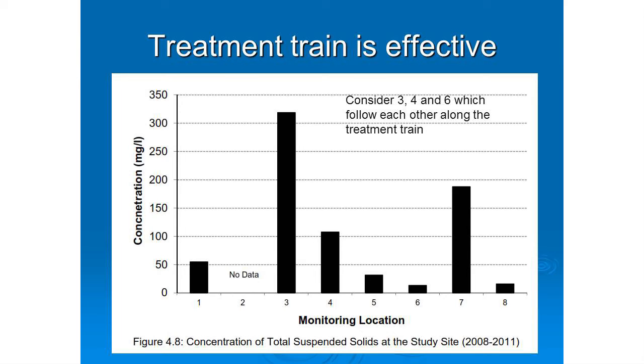So these aren't in numerical order in terms of where you're going down the treatment system from 1 to 8, but the points at 3, 4 and 6 are in series down one part of the system. And if you look at 3, 4 and 6, you can see quite clearly along that treatment train that there is a progressive and significant reduction in pollution as you go down that system. So that's quite a stark indicator and evidence that the treatment train approach works.